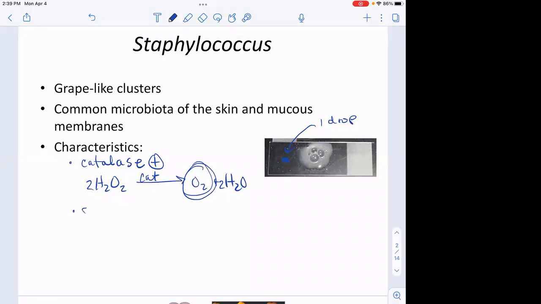Some of our staph will form capsules. Often it's maybe a wimpy capsule, or we'll say a slime layer.